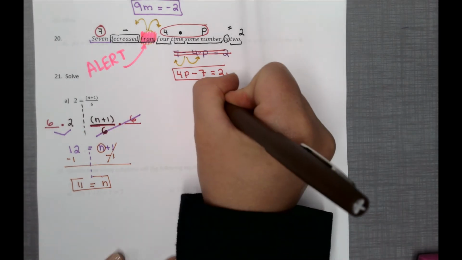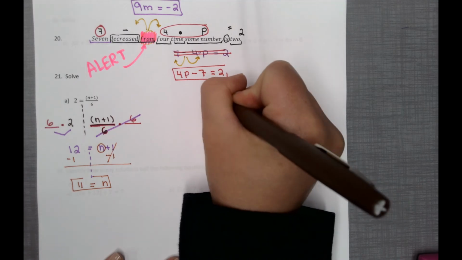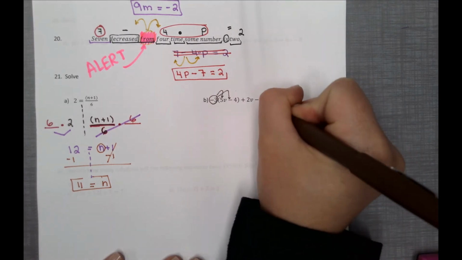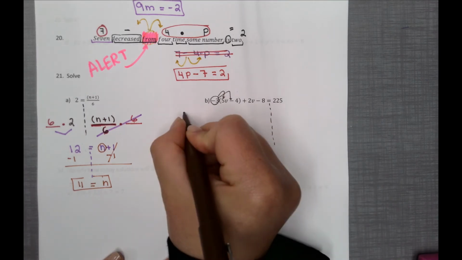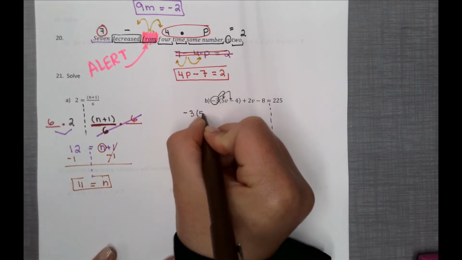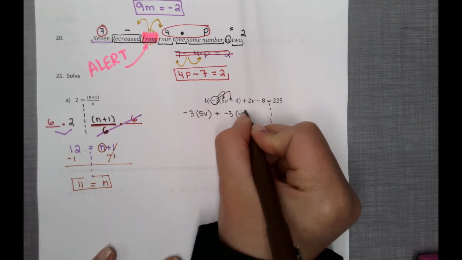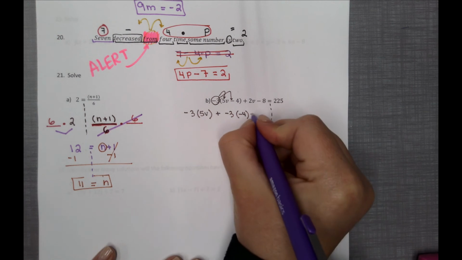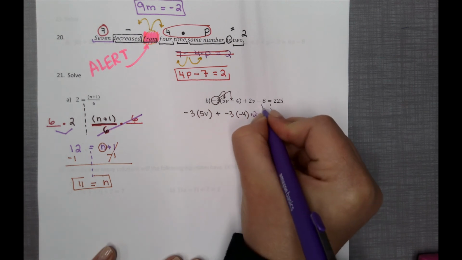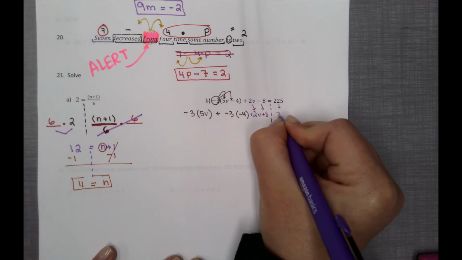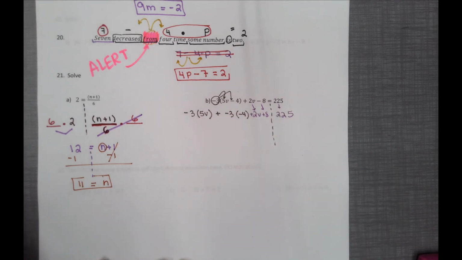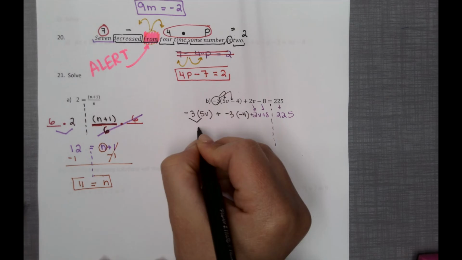Now this one is going to take you a little bit longer than that because I need to distribute. I'm going to circle that negative 3, I'm going to bring it onto this 5, and I'm going to bring it onto this negative dotted line. That means I have negative 3 open 5b, and negative 3 open negative 4, plus 2v plus 8. These I just bring down. I don't do anything with them, along with that 225. Careful when you're multiplying with your symbols. Number, number, letter, letter.